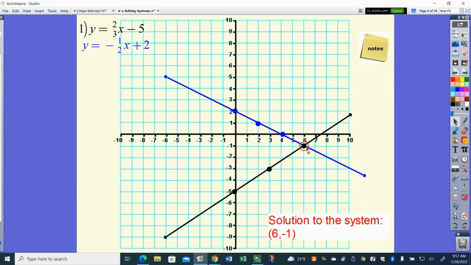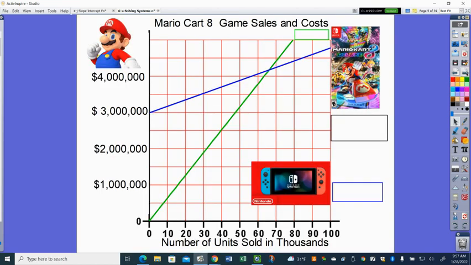So graph one line, graph the other, where do they meet? Really important that you're accurate, really important that you use a straight edge or a ruler to make sure that you can find that intersection point. So before we go any further, I just want to give you a quick heads up of where does this get used? And it's very important in the business world.